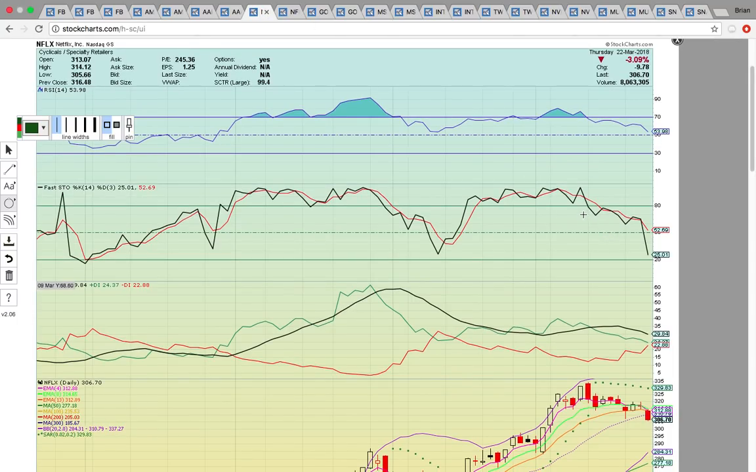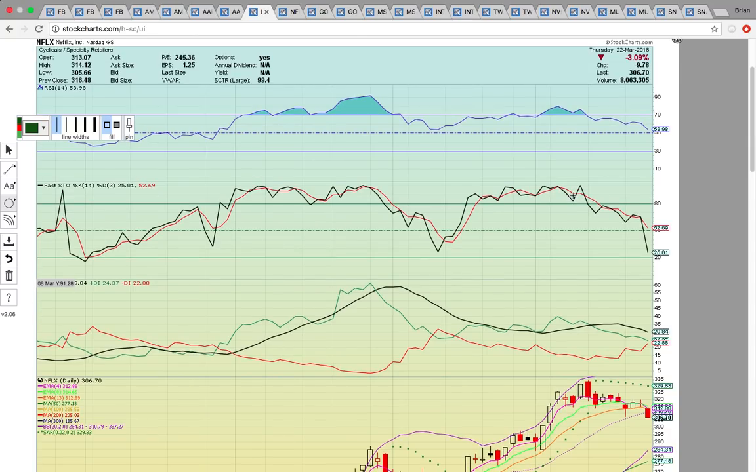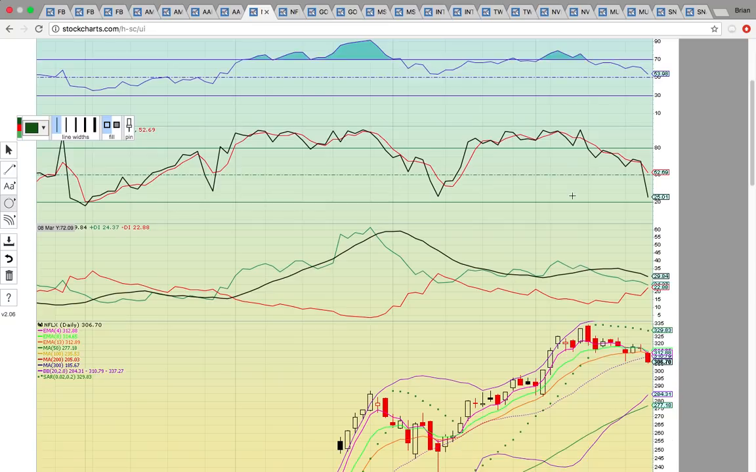Many times people load at the bottom and then they sell at the top, but who knows actually where the bottom is going to be. We just have to keep following the charts.